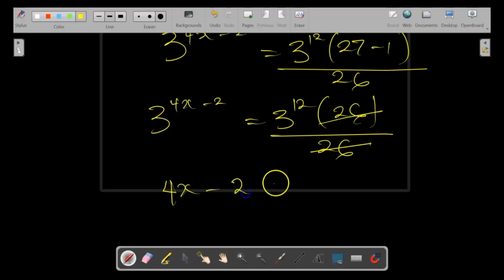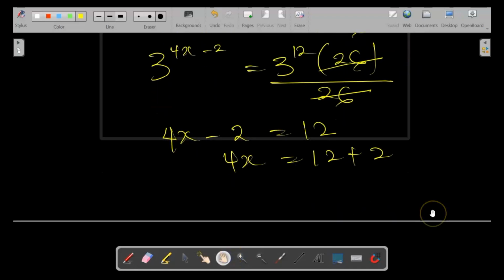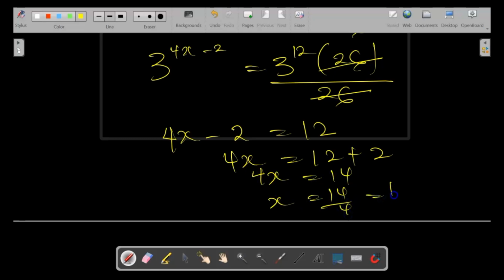4x minus 2 is equal to 12. So 4x is equal to 12 plus 2 because we move to the other side. 4x is equal to 14. So x will be 14 over 4, which gives 7 over 2.